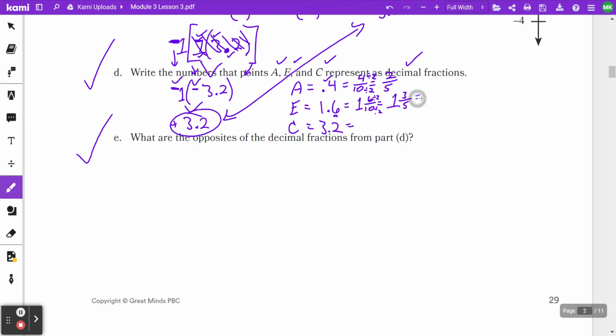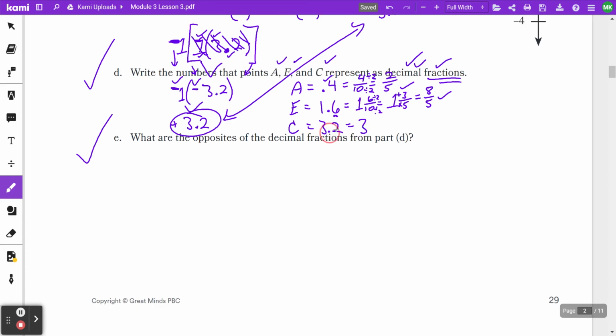Oh, if I want to keep it as a fraction, if they don't want mixed numbers, now I can just multiply and add, and I wind up with 8/5. So maybe they want that. I'm not sure. They want decimal fractions. Maybe they don't want the mixed number. If they don't want the mixed number, I'll keep it as an improper fraction then. But I wrote both just in case.